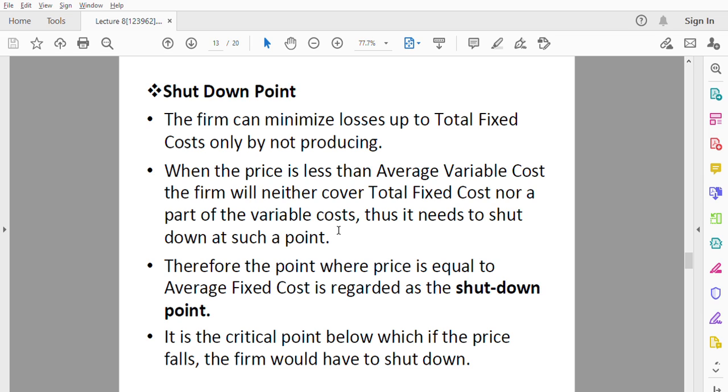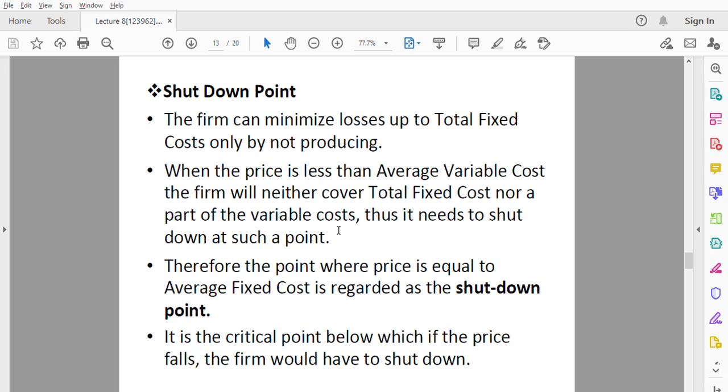Now let me explain it in simple words. If you are operating as a firm, you are expecting to get profit. In other words, your revenue should be greater than your cost. And we are using average revenue and average cost to compare. There is one type of cost, whether you are producing or not, you bear it, which is the average fixed cost. So we don't really use the average fixed cost to compare, but we use the average variable cost.